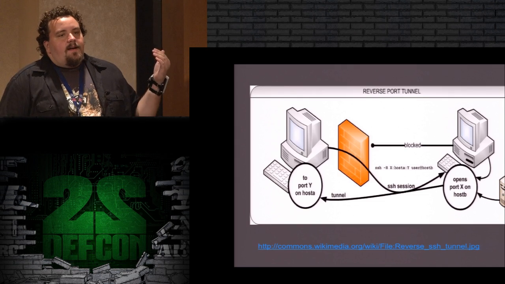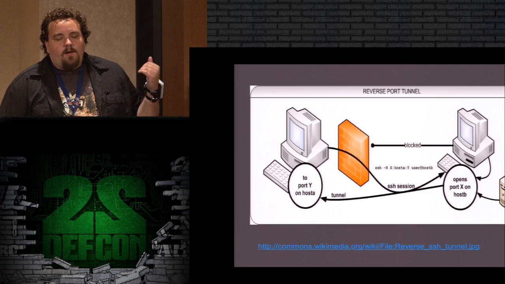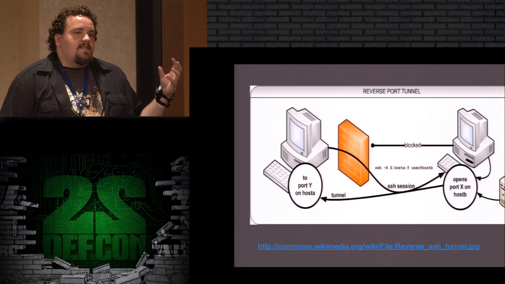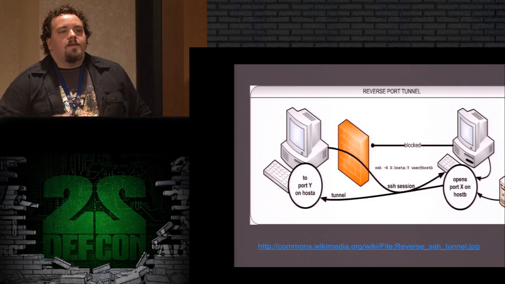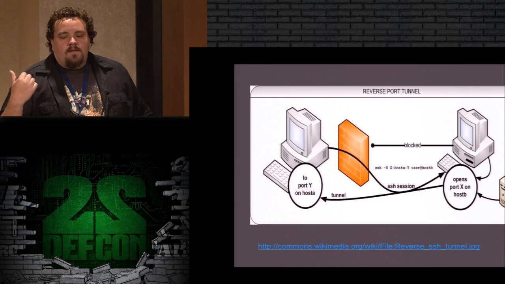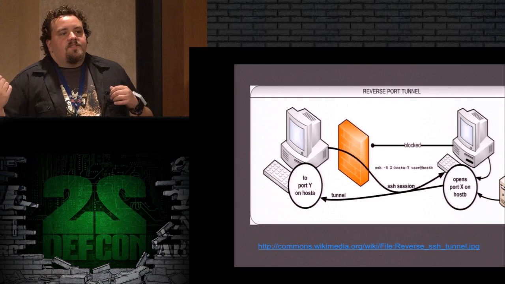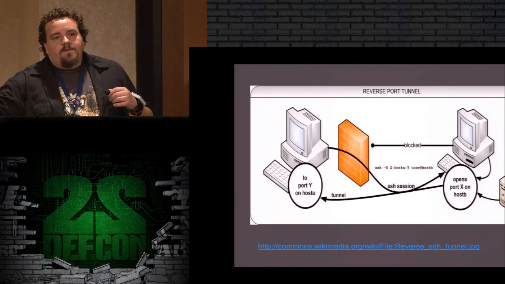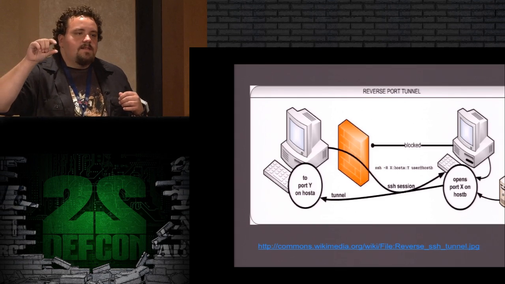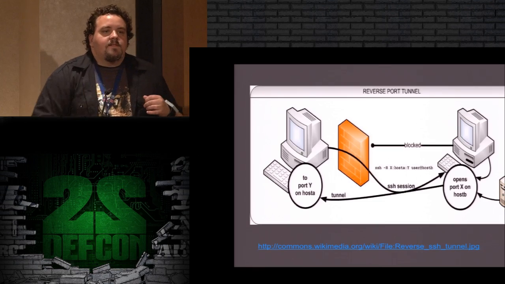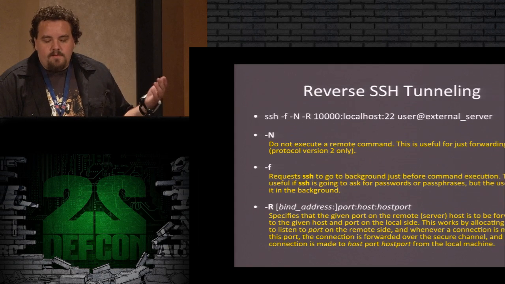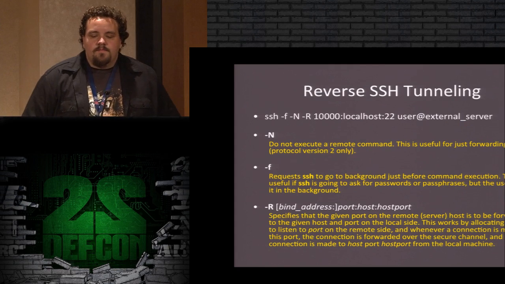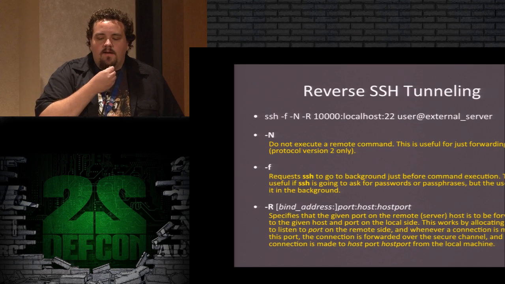And so if they allow SSH out, or if they allow a port out, it'll maintain a session connection outside the firewall, or past their firewall, to your server. Then you can log into your server, connect to that port on your server, and it tunnels through the SSH connection back to that user's machine. So this is reverse SSH tunneling.